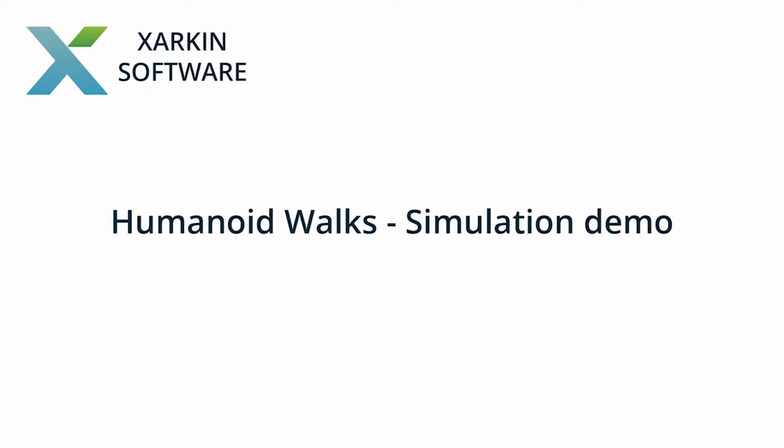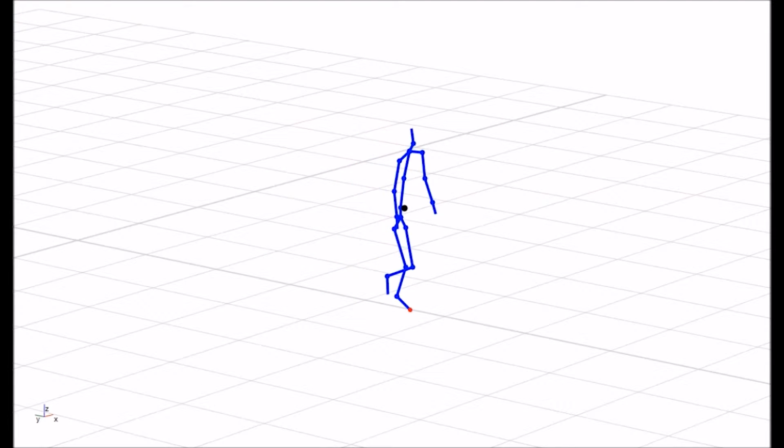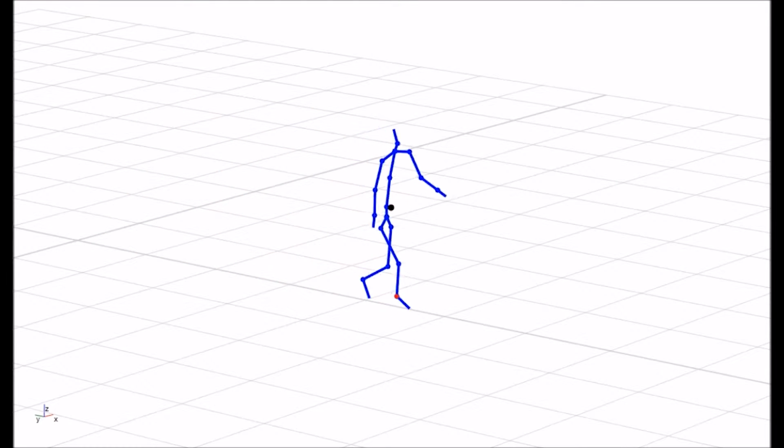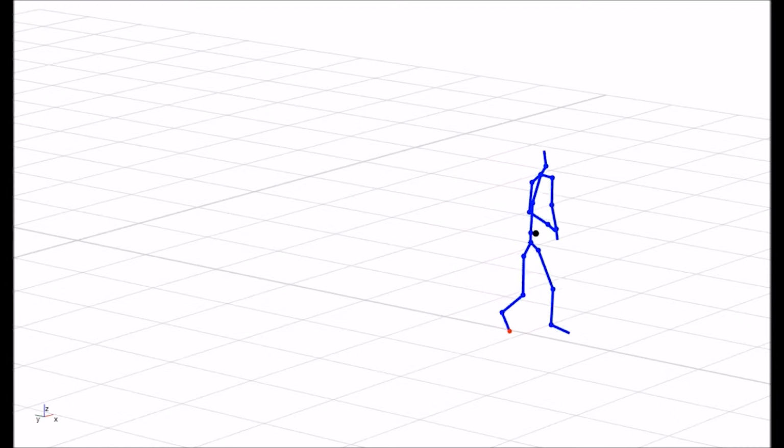This video shows examples of humanoid characters simulated using Xarkin technology. This first example is a standard-sized human performing a casual walk. The grid shown on the support surface is at 1 meter spacings. The original pattern for this motion is a standard mocap data file from CMU.